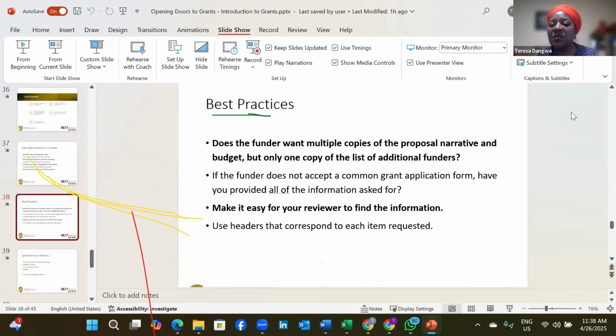Does the funder want multiple copies of the proposal or narrative and budget, but only one copy of the list of additional funders sent to a specific person? Pay attention to that. If the funder does not accept a common grant application form, have you provided all of the information that has been asked for? Because sometimes they don't give you a form. Remember when we were talking about the cover sheet or the cover letter: if they don't provide you a specific template, but they tell you this is what we want included in the cover sheet, then include that.